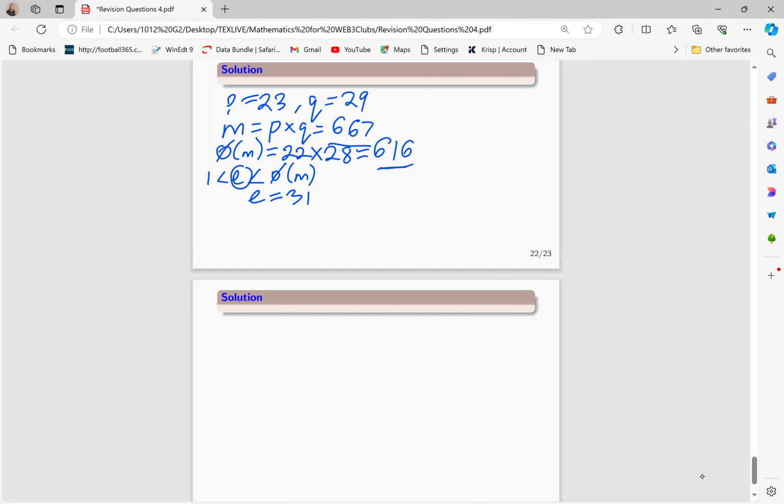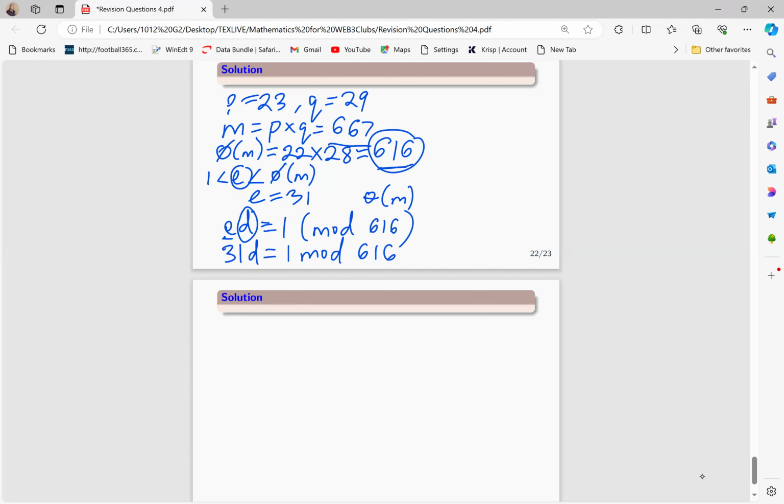Now I want to get the D because I have phi of M. So I have E, and I'm looking for D. I'm going to use the Euclidean algorithm to find our D here. 31 D is equal to 1 mod 616. Okay, now we use the Euclidean algorithm.